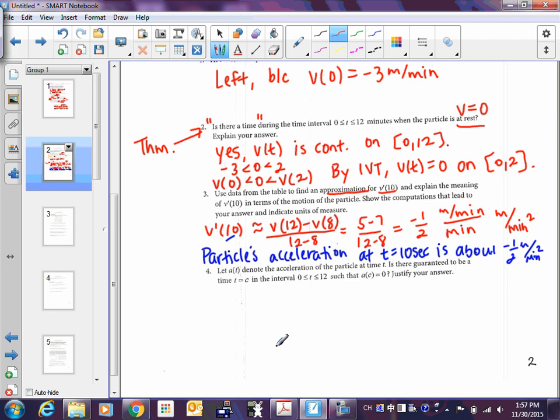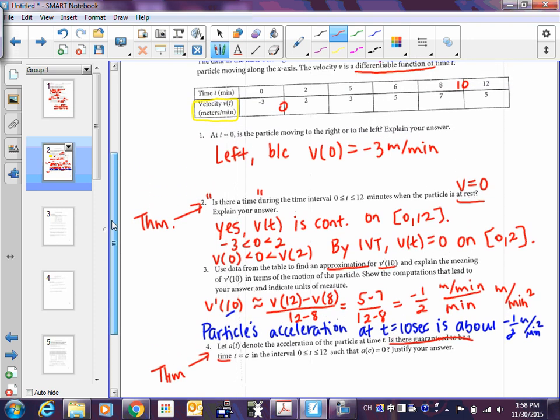Okay, number 4, let A of t denote the acceleration of the particle at time t. Is there guaranteed to be a time? There should, at this point, start to be a little ringer going off in your mind going, this is probably a theorem, and the answer is probably yes. It doesn't have to be, but it tends to be because those are more interesting problems. Okay, so is there guaranteed to be a time such that A of c equals 0?